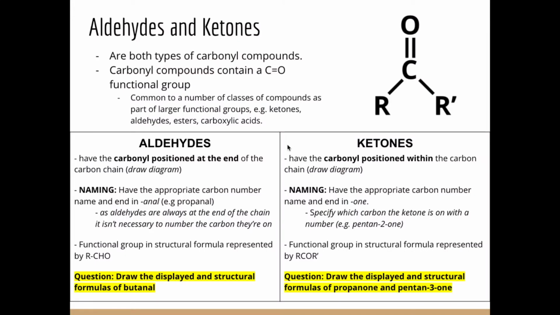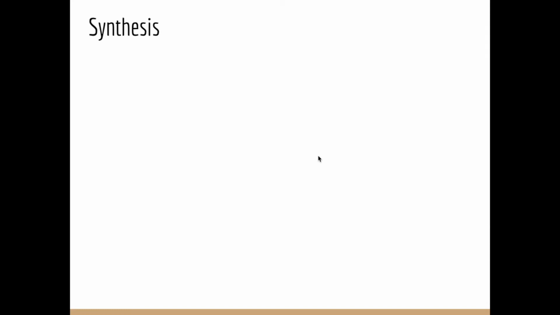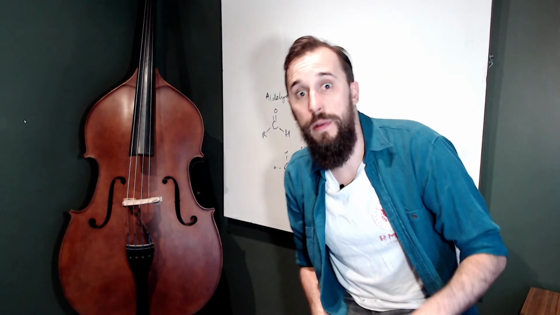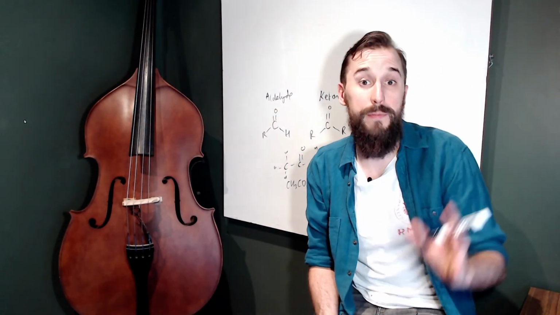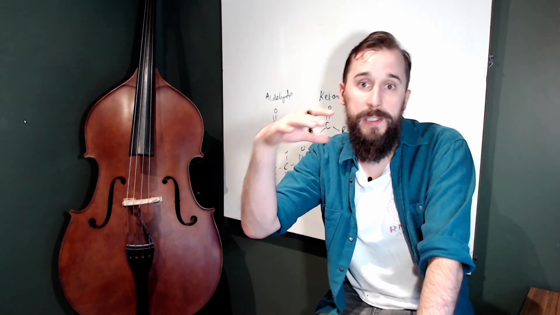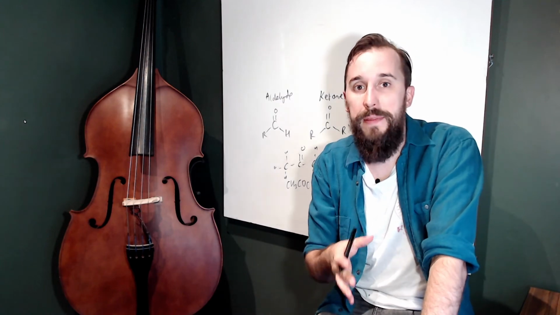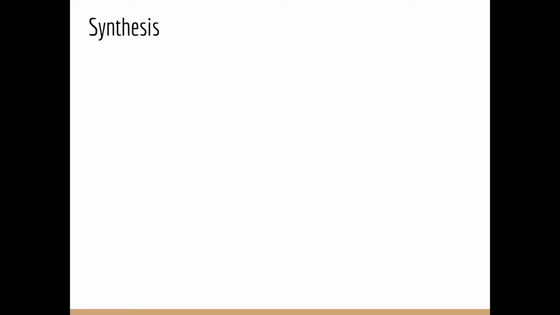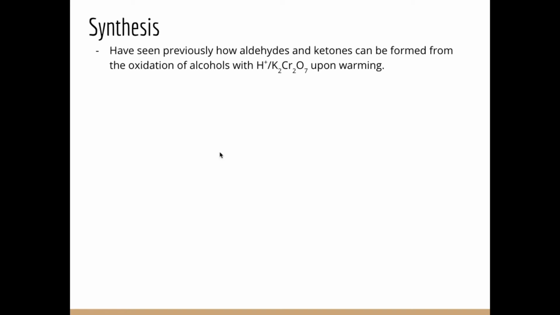Let's have a look at the synthesis. And in fact, the synthesis, as in how we make them, this is something that we've just looked at in the previous video. We make them through the oxidation of either primary or secondary alcohols. So this will be a good recap of that, but we're also going to delve a little bit deeper into what happens in these reactions.